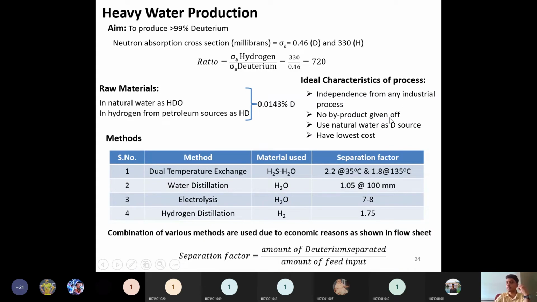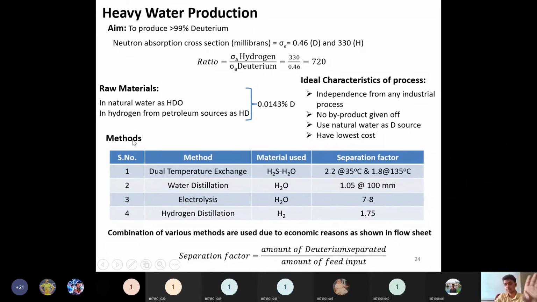Then the ideal characteristics of the process: this process is independent of any other industrial process, there are no byproducts, and natural water can be used as a deuterium source, and it is also cost effective. You have to give the ideal characteristics, then put the methods to produce this heavy water.